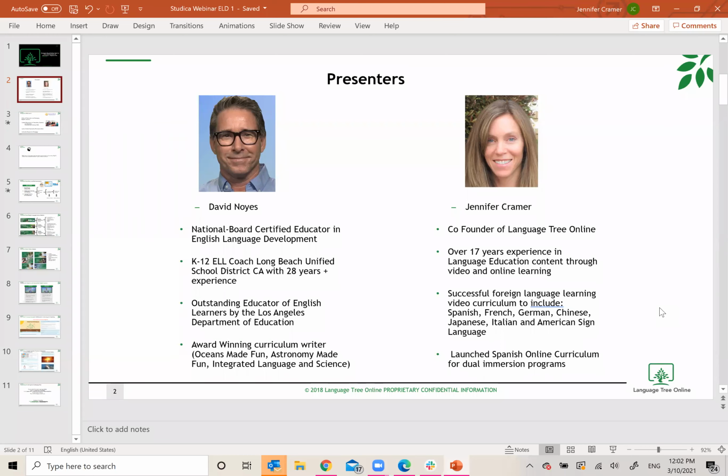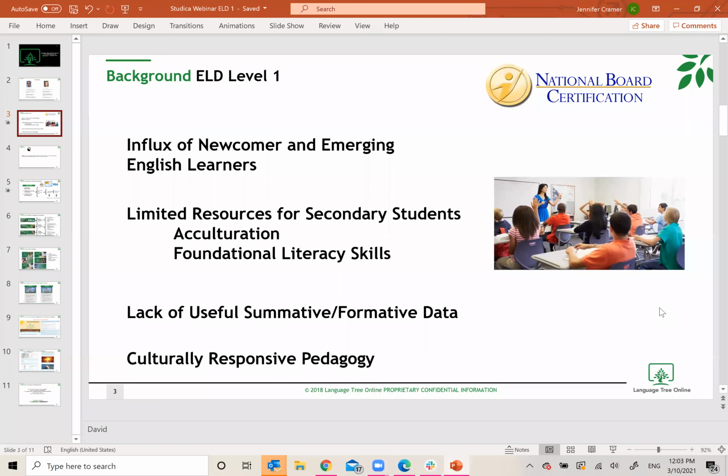And a little bit about David, he has his national boards in ELD, and he is the EL coach for K-12 for Long Beach Unified School District, which is one of the largest districts here in Southern California. David is also an award-winning curriculum writer, and he's the head of our curriculum. So with that, I'm going to turn it over to David.